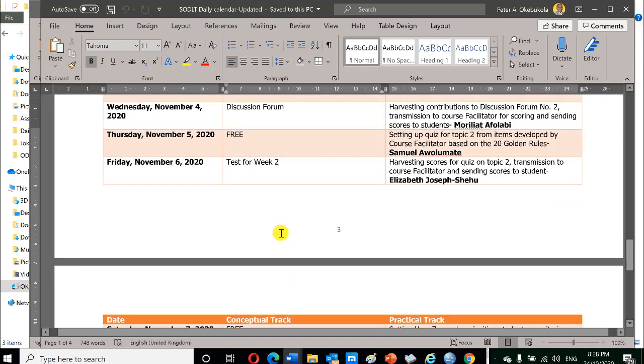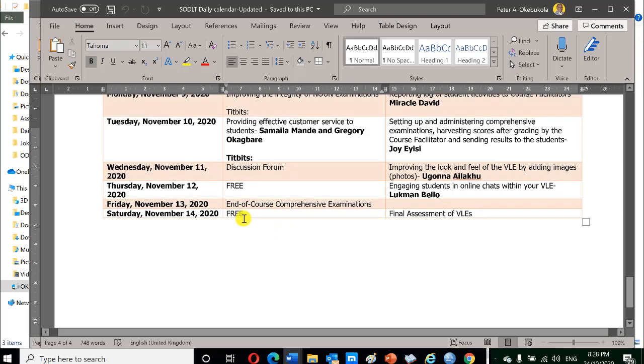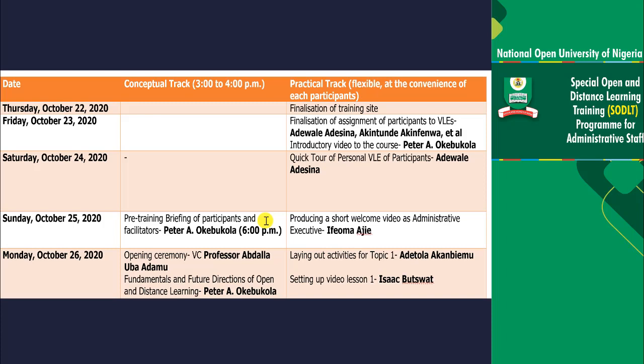It keeps going on for 3 weeks. At the end, of course, comprehensive exams. And then is that it? No, because we are going to have a virtual graduation ceremony, and it's going to be glorious. So we've looked at that.